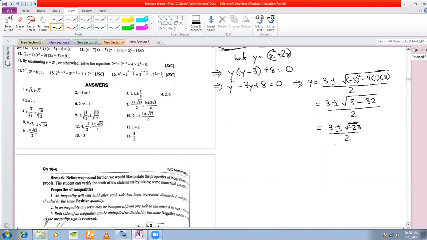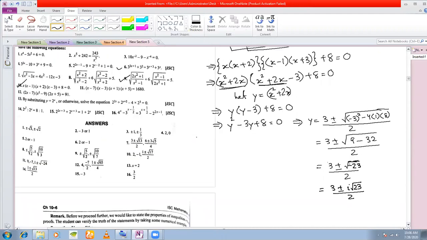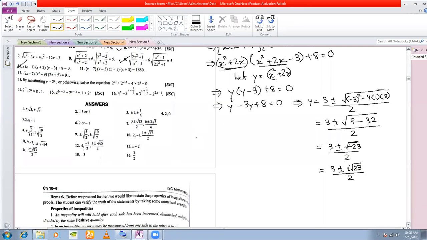So this comes to 3 plus or minus i root 23 divided by 2. Okay, now let's see what happens here. But the point is I should not be getting complex. x square plus 2x is equal to this. Fine, let us work with this.